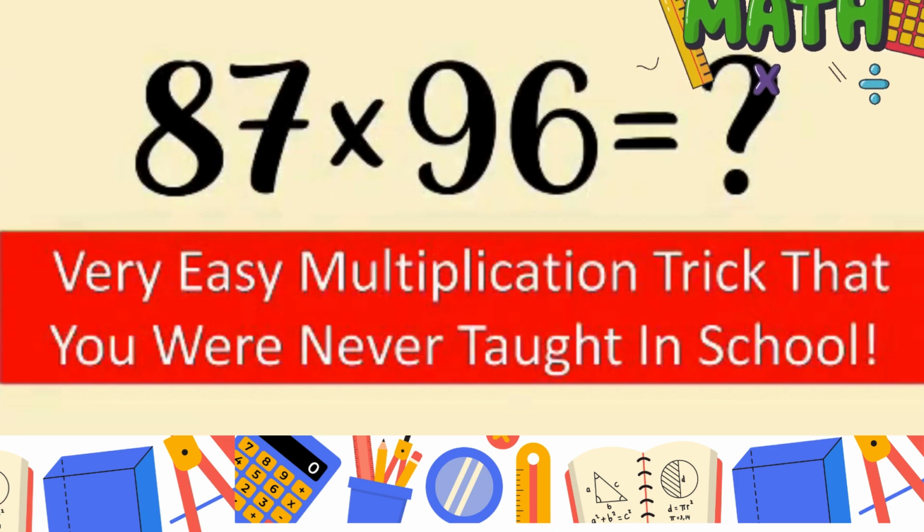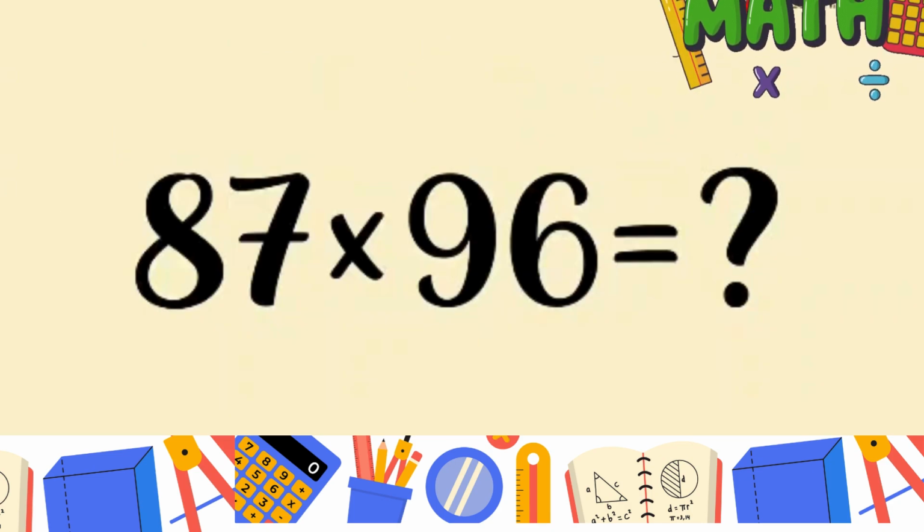Within 5 seconds that your school never taught you. Before that, can you answer this simple multiplication question in less than 5 seconds? 87 multiplied by 96. We have 5 seconds. Try it.